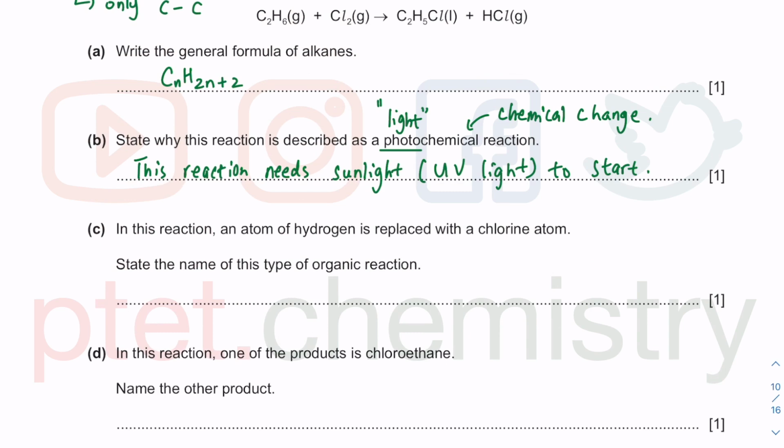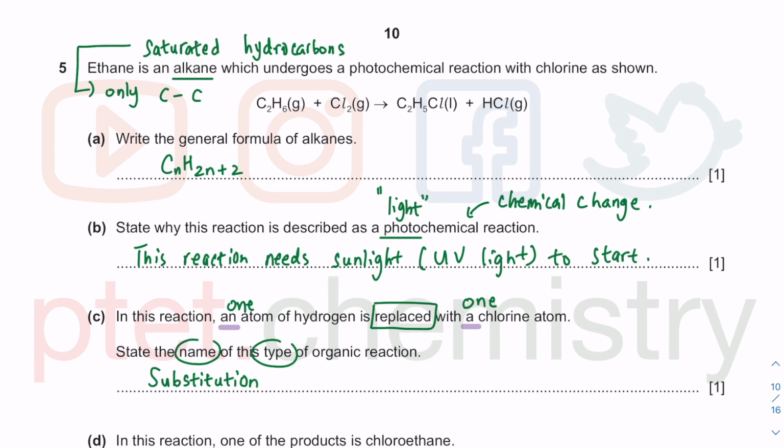Part C, 1 atom of hydrogen is replaced with a chlorine atom. An atom replaced with an atom, so be careful. The word replacing, for this type of organic reaction, what is the name? This is called a substitution reaction. Alkanes don't undergo addition. Alkenes undergo addition because alkenes have a carbon-carbon double bond. When you only have carbon-carbon single bonds, you cannot do addition.